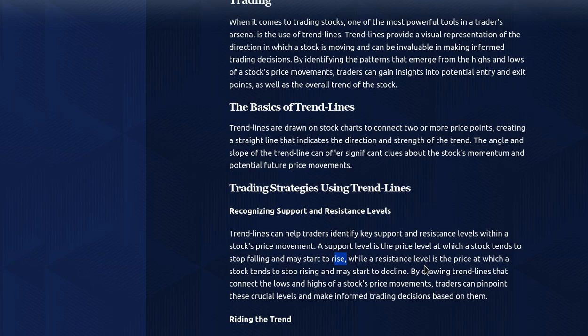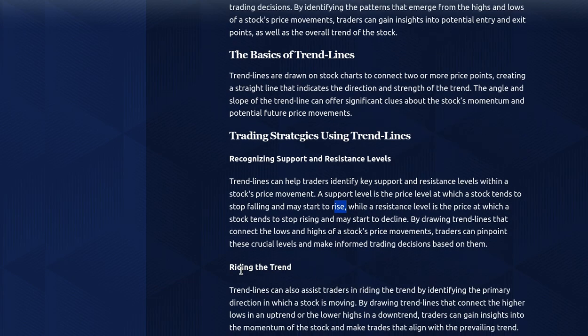A resistance level is the price at which a stock tends to stop rising and may start to decline. So it's not necessarily going to decline, but it may start to decline. By drawing trend lines that connect the lows and highs of a stock price movement, traders can pinpoint these crucial levels and make informed trading decisions based on them. I'm going to show you how we can do that in the following section of this video.